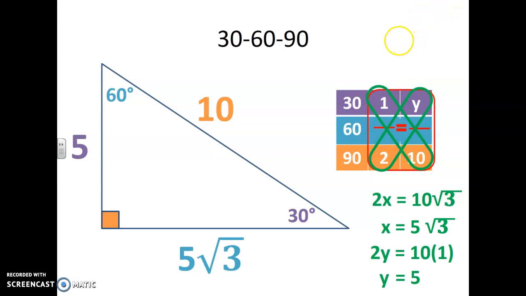Okay, so this chart could be used for the 30, 60, 90s, but it could also be used for the 45, 45, 90. So what you would do is you put 45, 45, 90, and your proportion will be 1, 1, radical 2. And so you could use the same method on the 45, 45, 90s. So that's the end of the lesson.